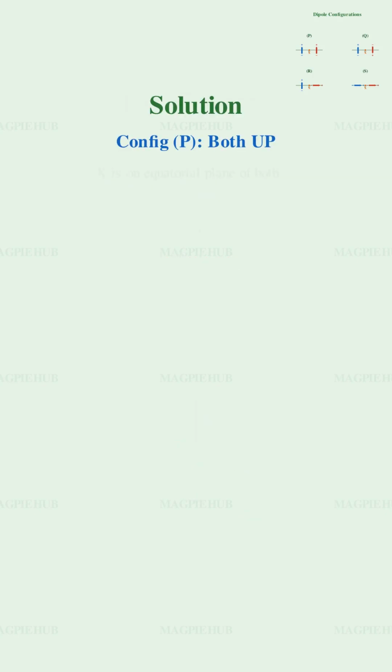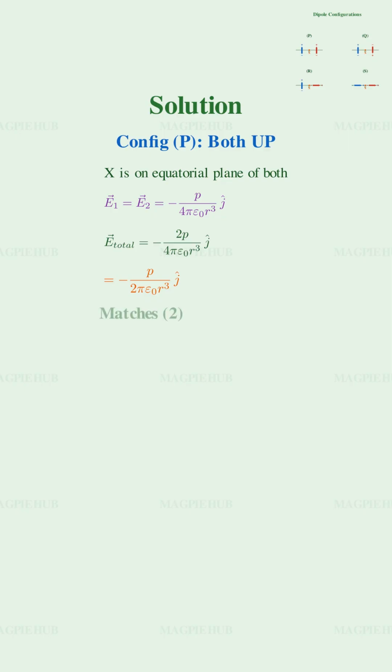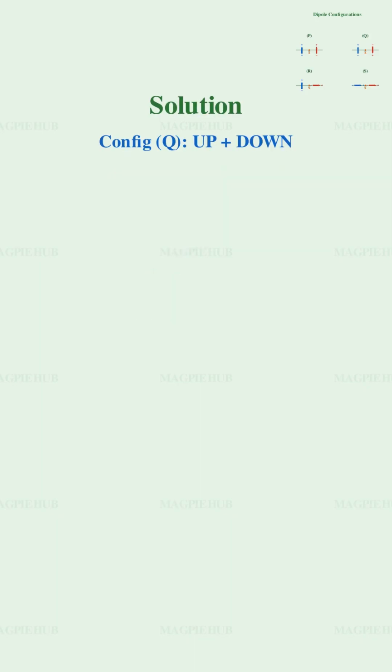Configuration P, both dipoles point upward. The midpoint X lies on the equatorial plane of both dipoles. Each dipole contributes an equatorial field of minus P over 4 pi epsilon naught r cubed in the j hat direction. Adding both contributions, the total field is minus 2P over 4 pi epsilon naught r cubed j hat, which simplifies to minus P over 2 pi epsilon naught r cubed j hat. This matches option 2.